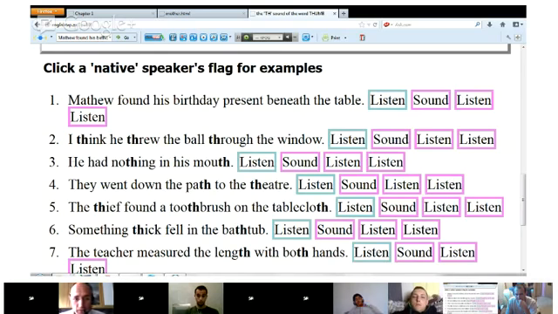What is a homophone, Alberto? A homophone. I don't know. Homo means the same. Phone, sound. Two words with the same sound. Which two words have the same sound in yours?